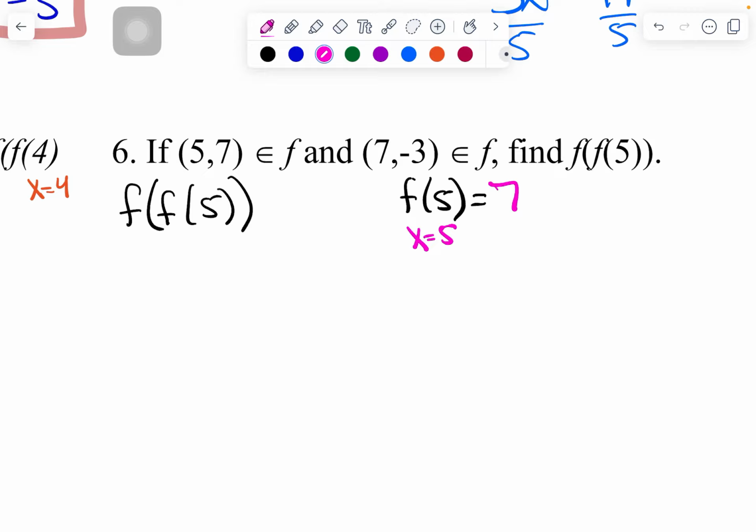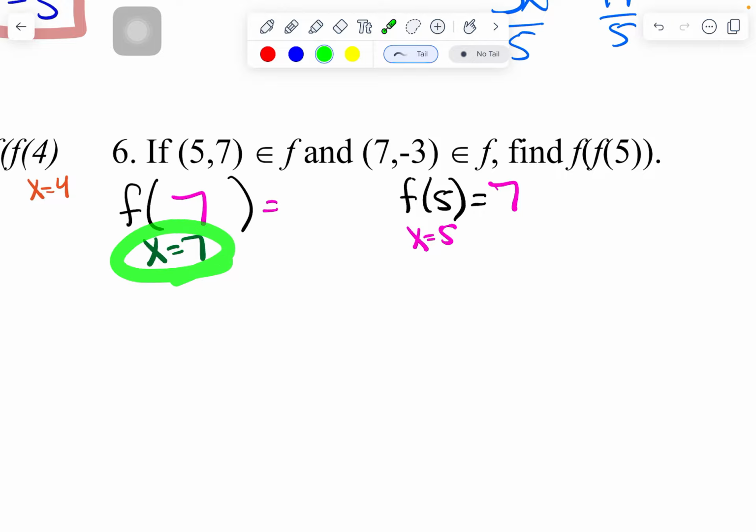So this is 7 now. So then in this notation, right inside here where I have f of 5, I can replace it with 7. So I'm going to actually just go ahead and delete that out. That now becomes f of 7 equals. So this is now telling me, oh, okay, well now x is equal to 7. These are just little notes to self. You don't have to write these.